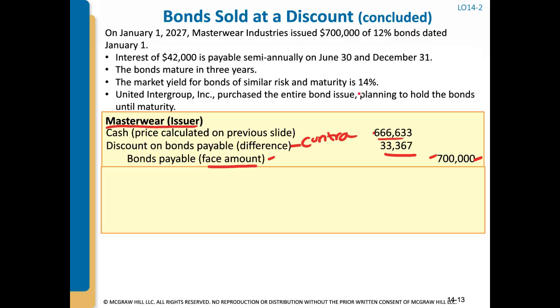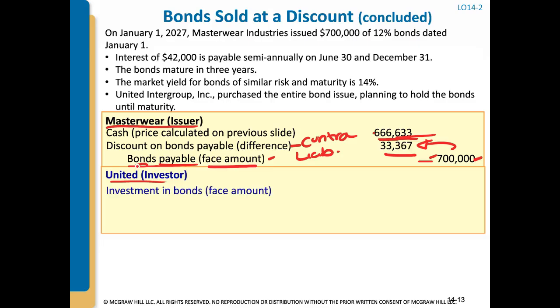This discount on bonds payable is a contra liability account. It's a contra liability to the bonds payable amount, and the way it's presented on the balance sheet, there's different ways you can present it, but you could show the face value of $700,000 less the discount, so the carrying value of the bond in the initial issuance of the bond would be the $666,000.